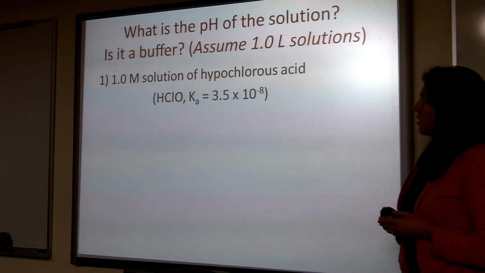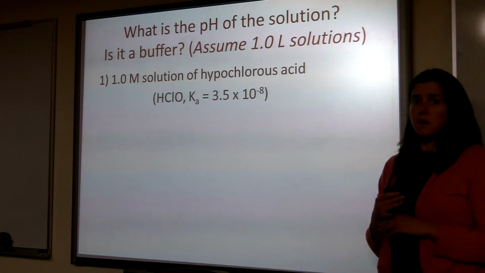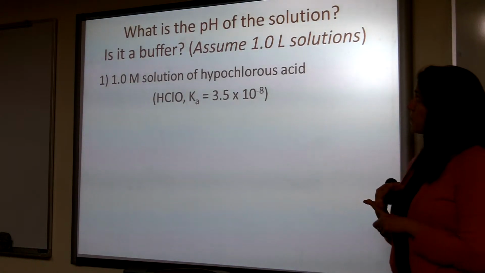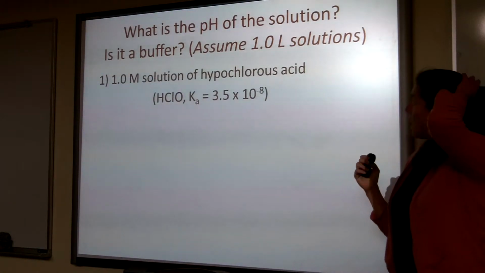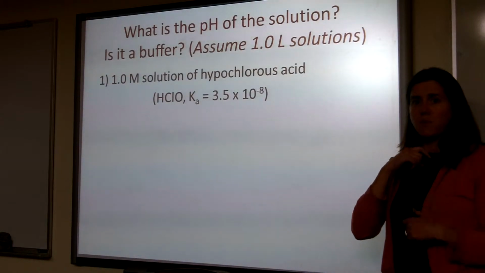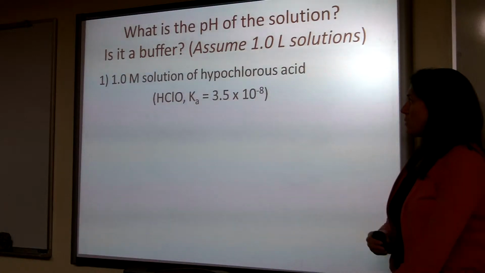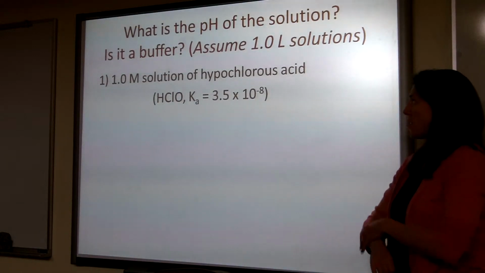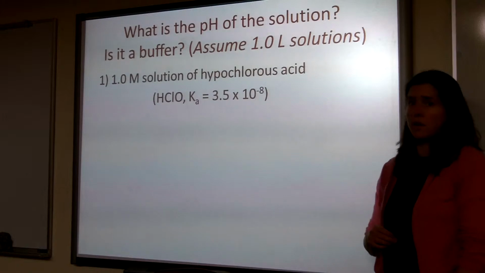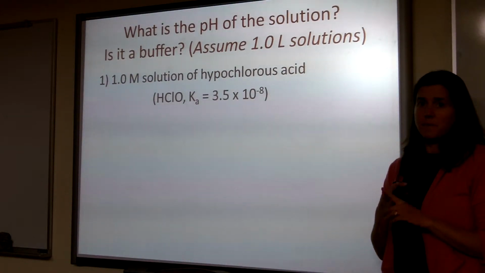So, some scenarios. With these ones I'm going to give you a scenario and you might want to pause the video and try the problem, then you can check your answer. So I want you to think about how you are going to find the pH of the solution and whether it is a buffer. Some of these will be buffers and some won't, and I want you to practice distinguishing between them. So here's an example. You've got a 1 molar solution of hypochlorous acid, and I'll give you the Ka value. So the question is, how are you going to find the pH, and is it a buffer? So you can stop and try that.